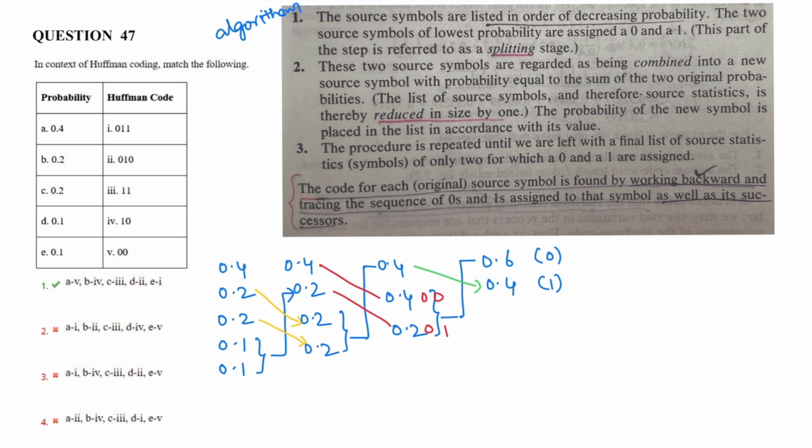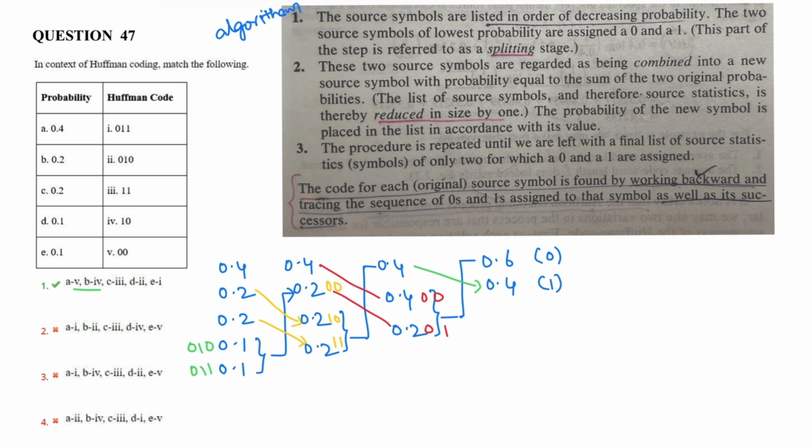It is 0, 0, 1, 0, 1, 1. Next, for these symbols, 0, 1, 1, 0, 1, 0. The correct option is A.